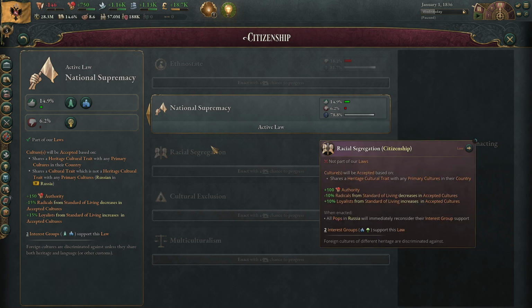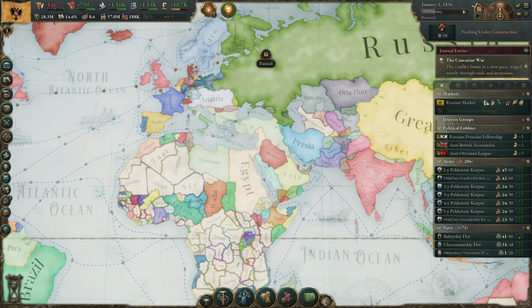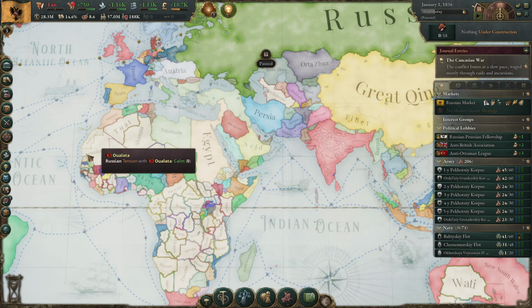But for Russia, racial segregation would be the best, and we would accept all from Europe. And you can see it also gives this one: radicals from standard of living decreases in accepted cultures, and loyalists from standard of living increases in accepted cultures, which is better the fewer people you don't discriminate. And these ones are very important for the strategy that I will be explaining shortly. So that's something that we need to know.